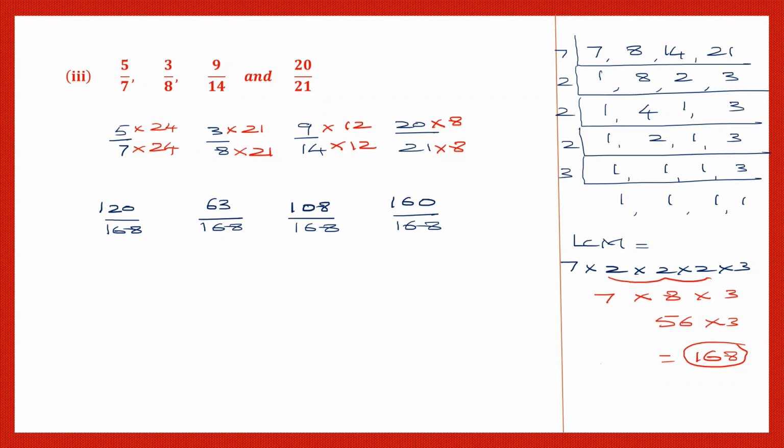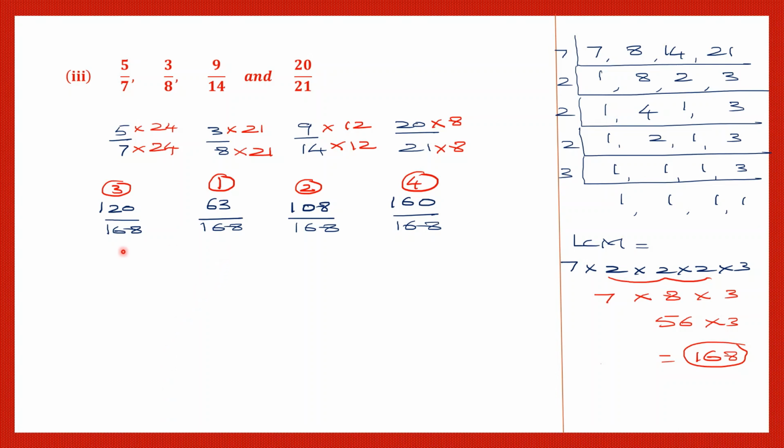Now let's see, the denominators are all the same, so let's look at the numerators. So we have 120, 63, 108 and 160. Let's look for the smallest one. The smallest is 63. Then the second smallest is 108. Then we have 120 and then we have 160. So now we're going to arrange the fractions in ascending order by looking at these numerators.